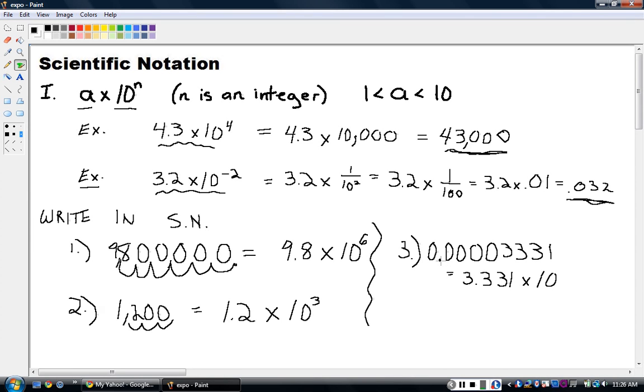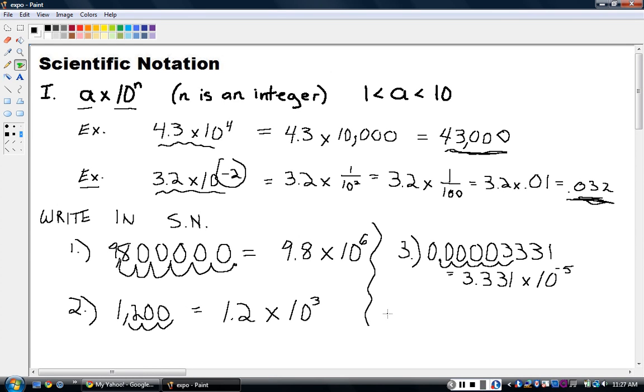Well, how many spots did I go? 1, 2, 3, 4, 5 spots. Okay, but it's got to be negative, right? Like I said at the beginning, if it's a small number, you got to recognize that as a small number. It's a very small number. It's a lot less than 1. So I got to make the connection like we did up here, negative exponent, small number, right? Same thing here, small number, negative exponent.